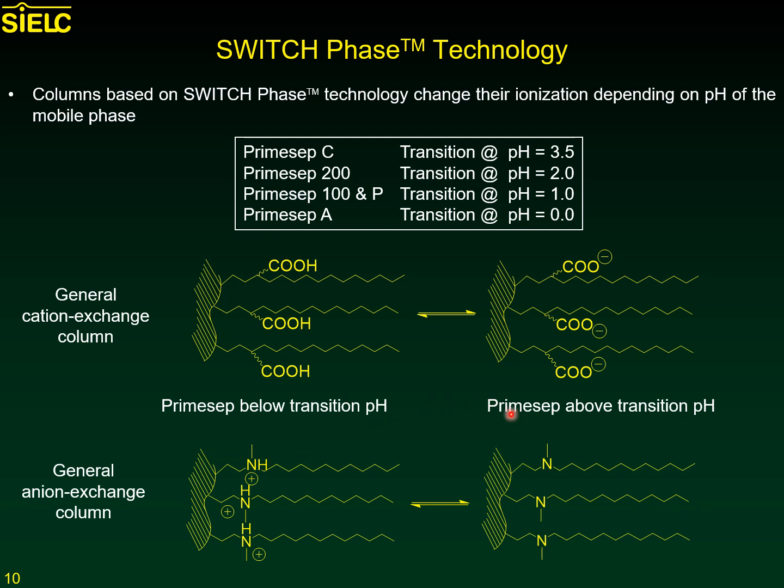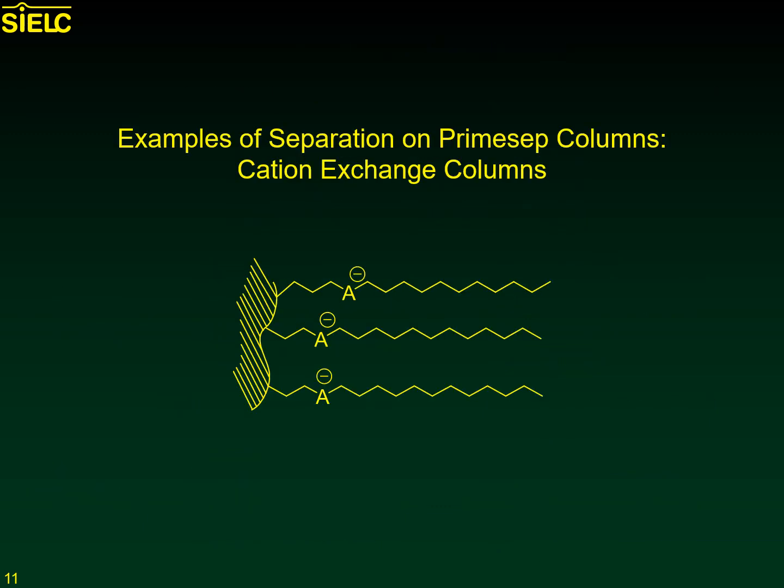By comparison, if one uses an anion exchange column and operates at a pH above the transition point, the ammonium ions will be deprotonated, and all that one will be left with are the corresponding amine groups. And this column will now operate mostly as a reverse phase column that happens to contain the slightly polar amino group. And now we're going to start going over examples of the different cation exchange columns that are made here at SIELC Technologies.